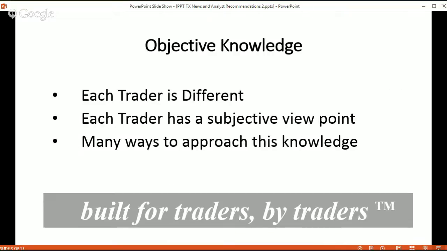So obviously, this information, as it's being digested by various traders, each trader is different. Each trader has a subjective viewpoint, and there's certainly many ways to approach this type of knowledge, specifically when it comes to news and analyst ratings. And so let's dive right in here.